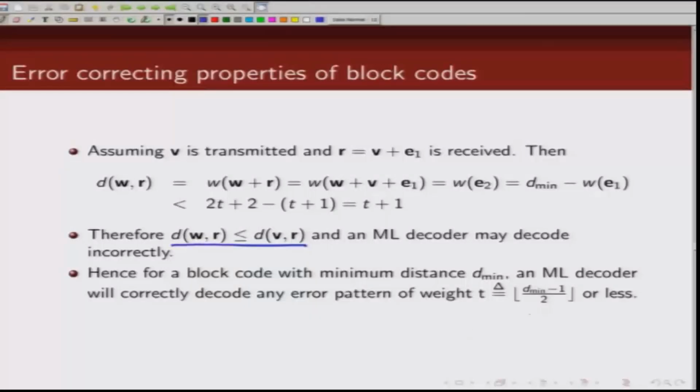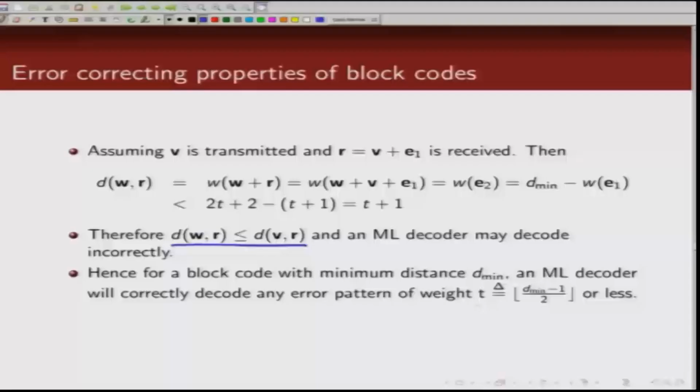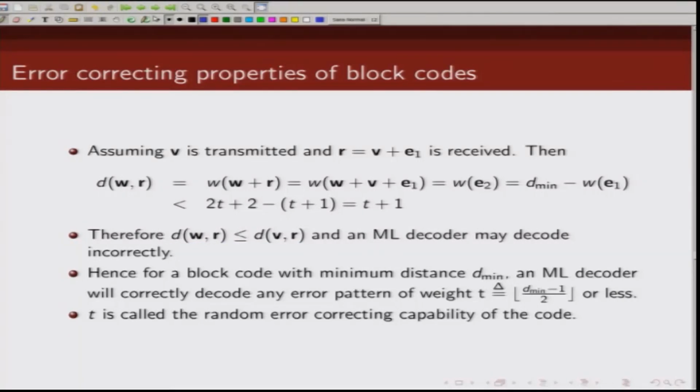So, from this and the previous result we can conclude that if we have a block code with minimum distance d min which satisfies the relationship that d min lies between 2t plus 1 and 2t plus 2, then this linear block code with minimum distance d min should be able to correct all error patterns up to weight t, where t is given by this. So, this t is known as the random error correcting capability of the linear block code.